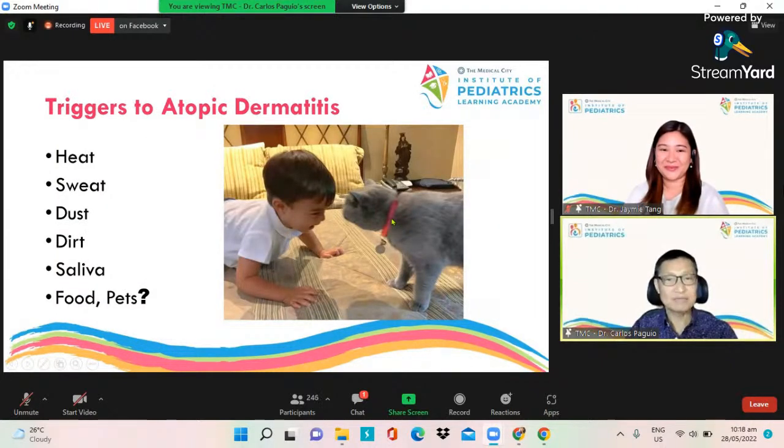Ano ang triggers ng atopic dermatitis kasi nga ito yung mas sensitive na balat. Well, you know, my grandson Mateo is having some atopic dermatitis. I praise the Lord that this atopic dermatitis is only mild.